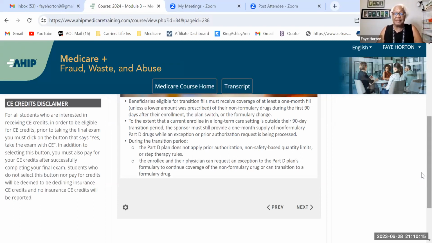During the transition period, the Part D plan does not apply prior authorization, non-safety-based quantity limits, or step therapy rules. The enrollee and their physician can request an exception to the Part D plan's formulary to continue coverage of the non-formulary drug or transition to a formulary drug.